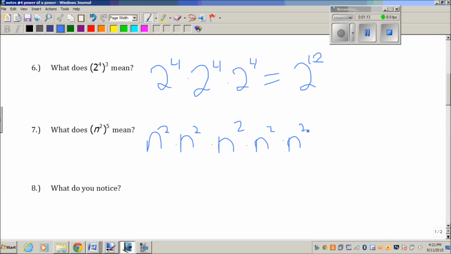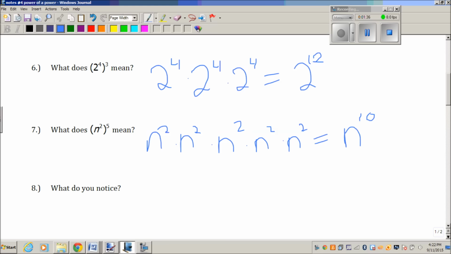N squared times n squared times n squared times n squared times n squared. And now let's simplify this. We all have the same base, that's n. If they have the same base and you're multiplying, you can add the exponents. 2 plus 2 is 4, plus 2 is 6, plus 2 is 8, plus 2 is 10. So n to the 10th power.